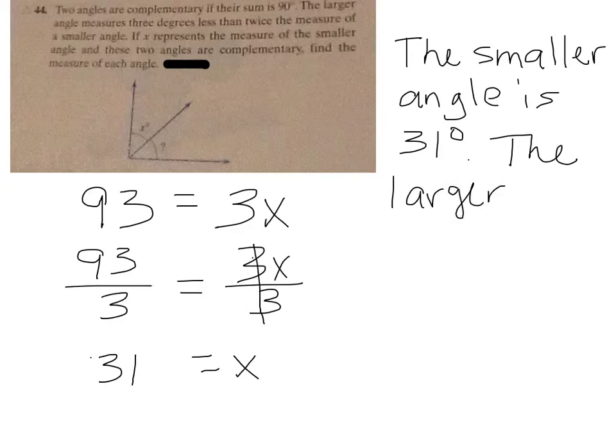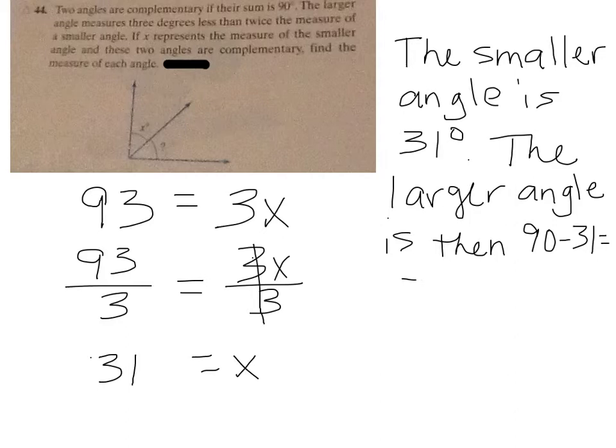What do you know about these two angles? They add up to 90. So the larger angle is then 90 minus 31, which is equal to, what is that, 59 degrees. Good math. So I've now solved for both the angles. Ta-da! Thank you. Good job, Matt.